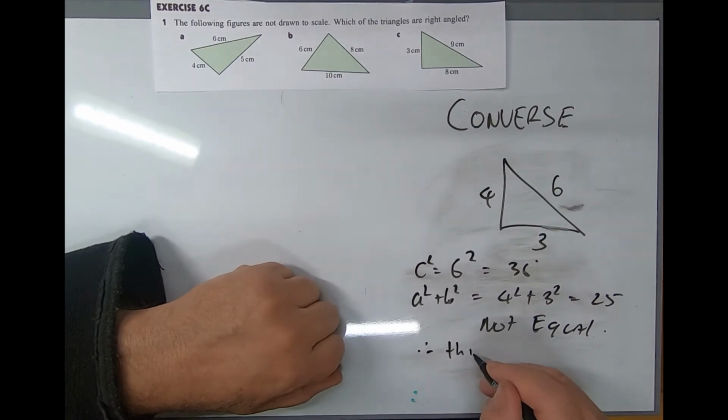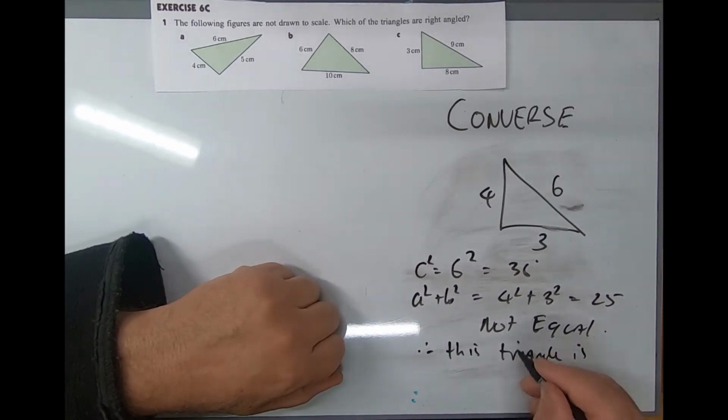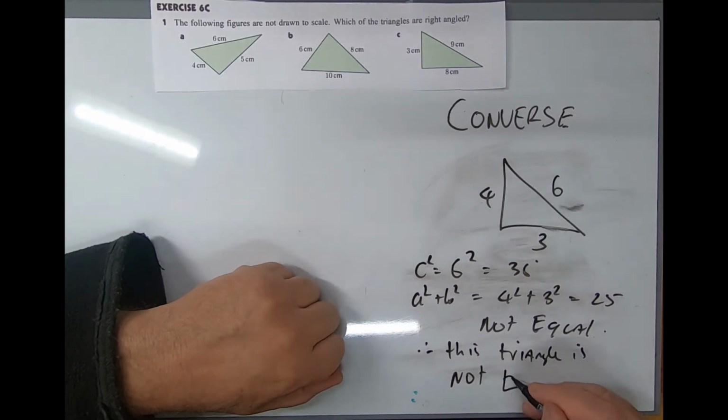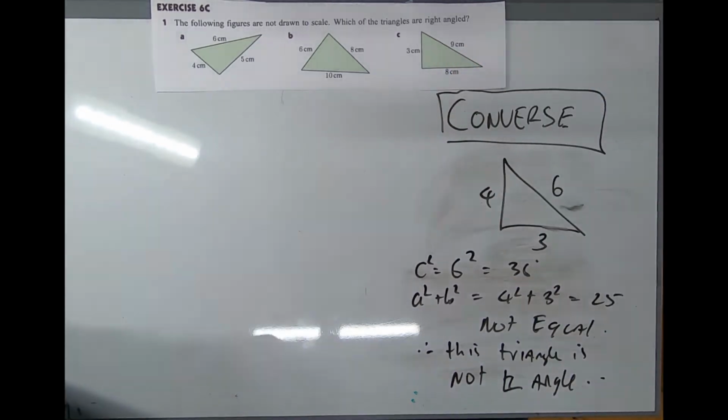Therefore, this triangle is not right-angled. This is what we mean by the converse of Pythagoras' theorem.